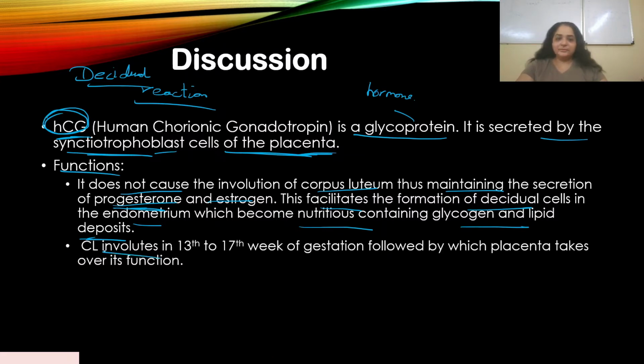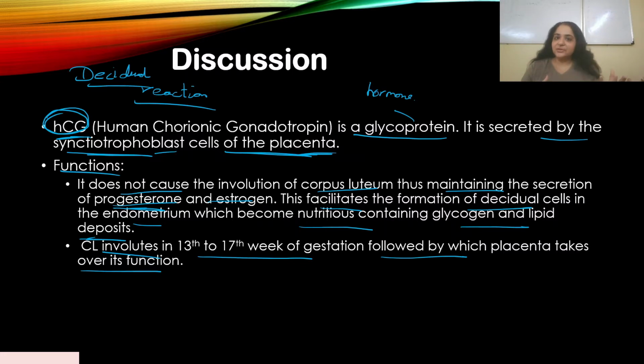Now CL, that's corpus luteum, involutes in the 13th to 17th week of gestation, followed by which the placenta takes over its function. So by the 13th to the 17th week, the placenta is fully developed. So now the placenta is able to take over that. Syncytial trophoblast cells begin to secrete the progesterone that is needed. Now there's no job for the corpus luteum to be maintained there. So that disintegrates, it involutes and is discarded. So now the placenta is taking over.